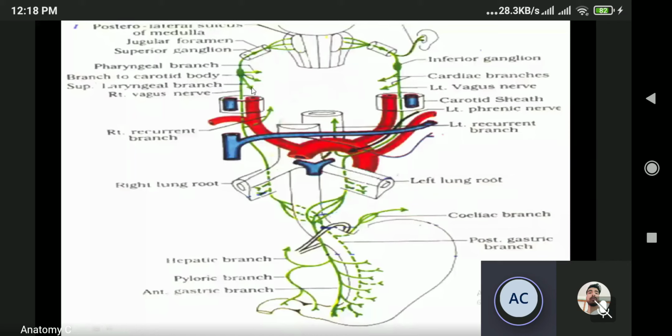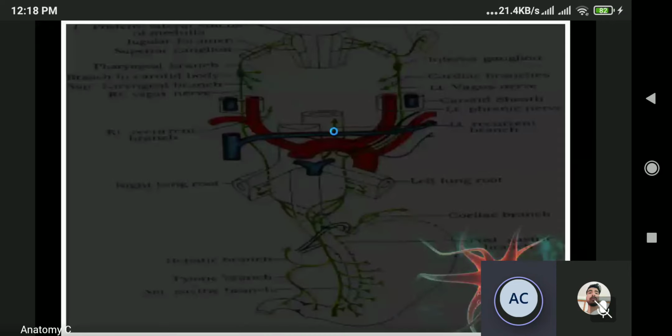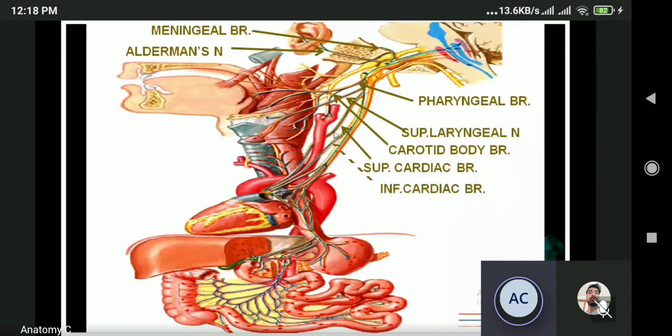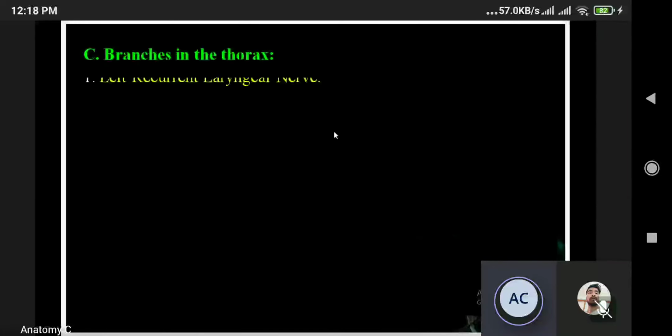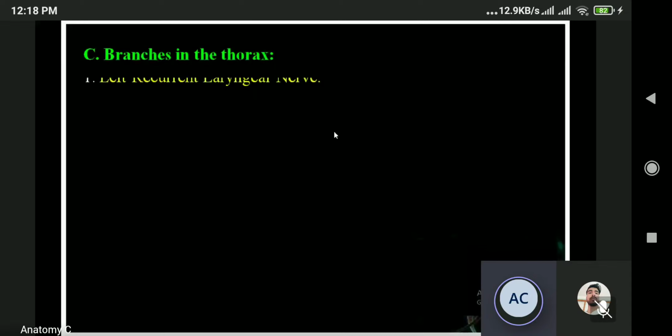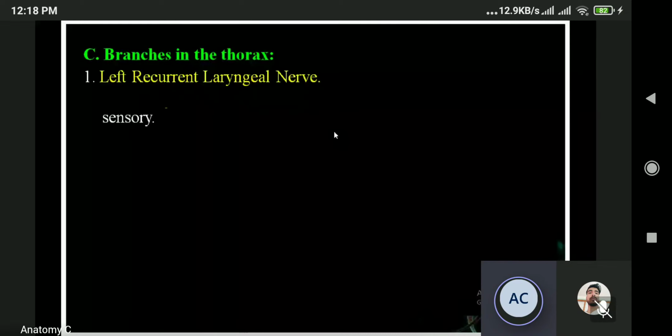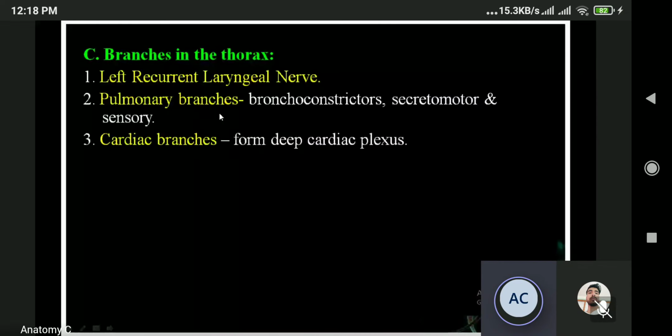The next one is the thorax. In the thorax we have the cardiac branch, the pulmonary branch, and the left recurrent branch. So these all are the branches. I'll show you. This is the pharyngeal, superior. See, this one is the thoracic: left recurrent laryngeal, pulmonary branches, cardiac branches, esophageal branches. These are the branches in the thorax.